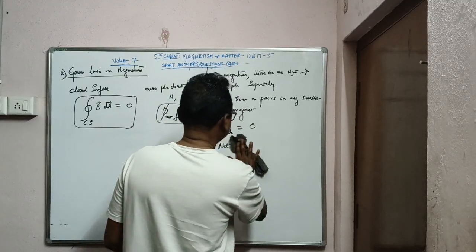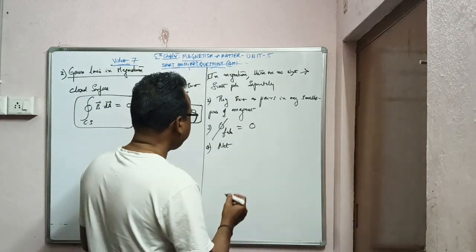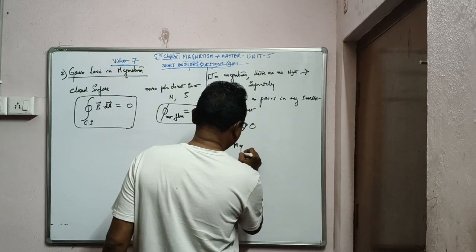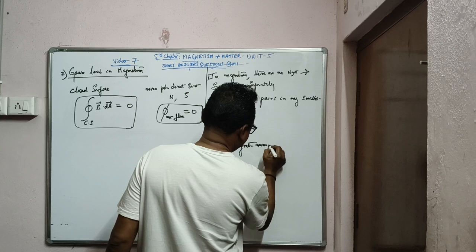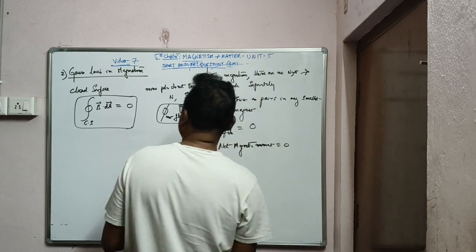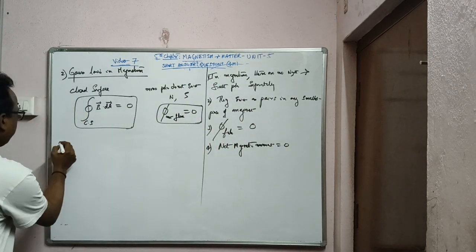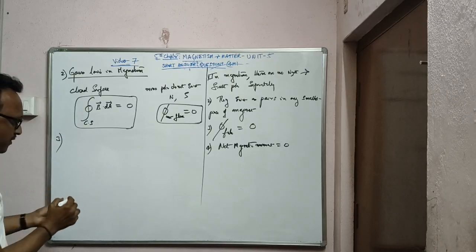Clear, last one, is it? Net magnetic moment is also equal to 0. Net magnetic moment is 0. So that is the second one, and 4 marks.